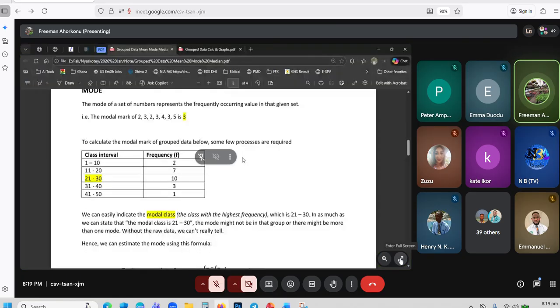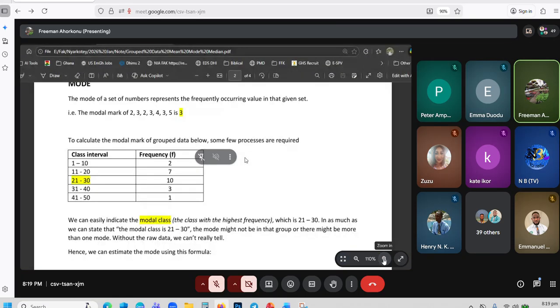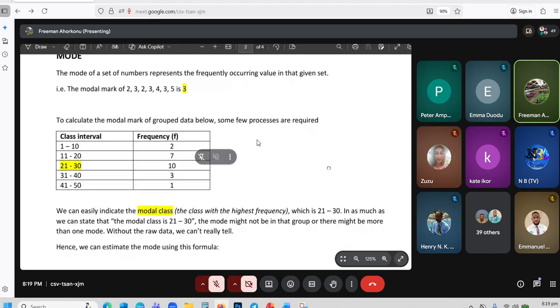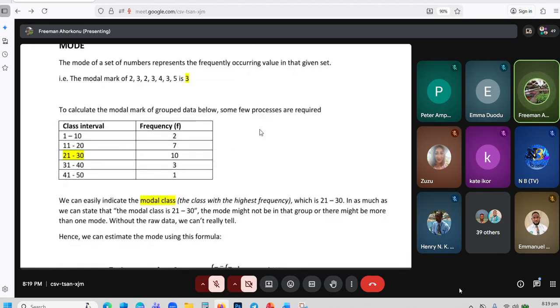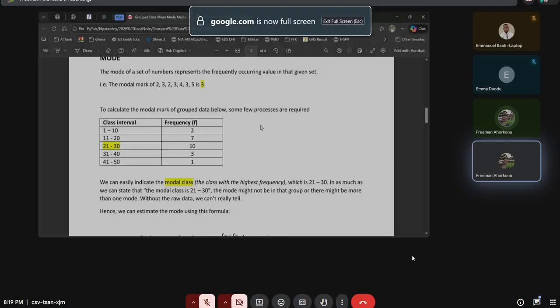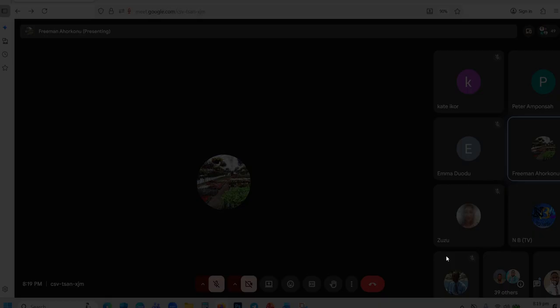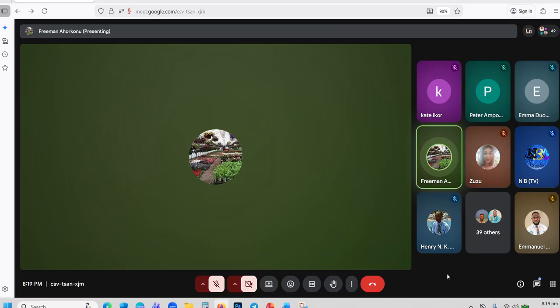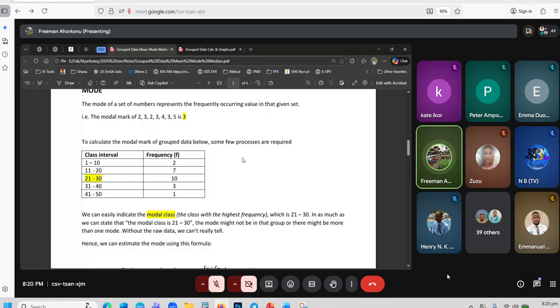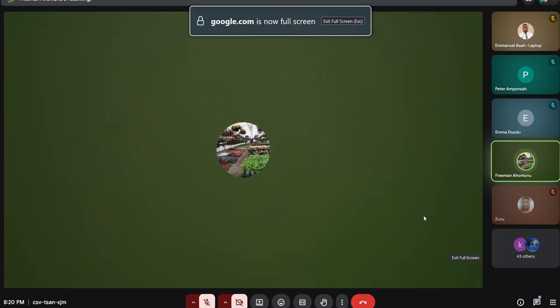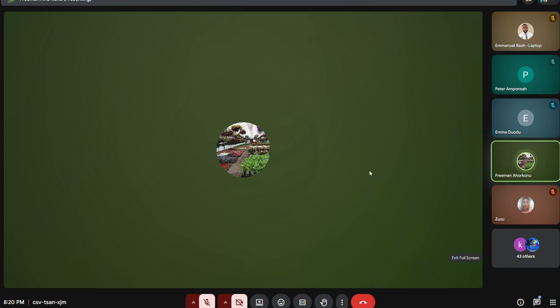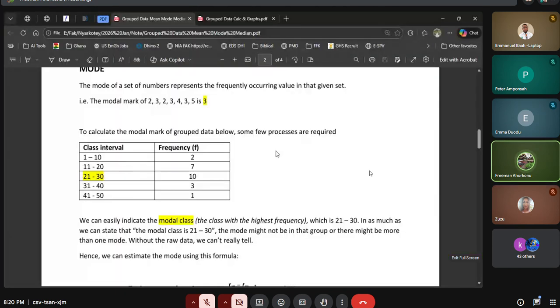We wasted the time explaining the question, so I didn't do certain things under settings. Okay, so we have to look for the modal class, and I'm saying the modal class is the class with the highest frequency. So when you look at the frequency, there we have 2, 7, 10, 3, and 1. So the highest frequency there is 10, and it corresponds to what? 21 to 30. So that tells you that the mode is hiding in that class. So we refer to that class as the modal class. It's not the mode. The mode is just hiding in the class.